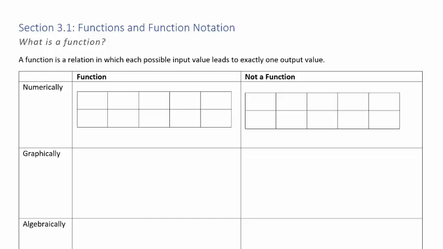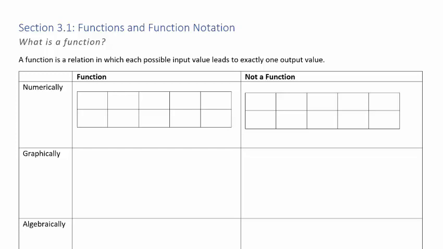In this section, we're going to look at functions and function notation. So, what exactly is a function? Well, before we get to that, let's talk about what a relation is. A relation is a correspondence between two variables like x and y. So, in children, typically their age and height are related to one another.